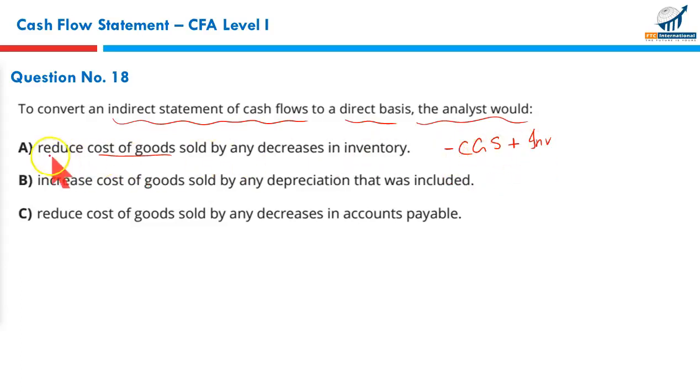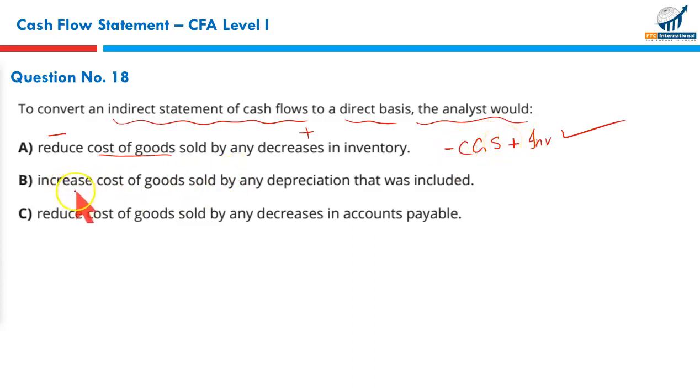So talking in the same terms as the information given in this option, reduce cost of goods sold by decrease in inventory. It means if one is negative, the other is positive. They are in opposite directions. Correct? Correct. If you take one negative, the other will be positive. If you take one positive, the other would be negative. Correct option. CGS is negative, and if there is a decrease in inventory, it's an inflow to be added. If there has been an increase in inventory, it will be negative, negative.